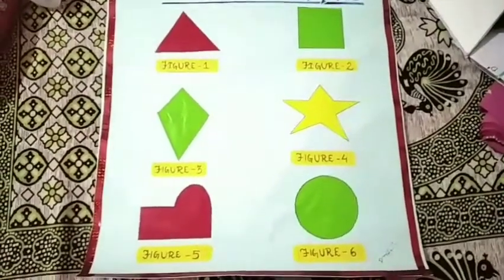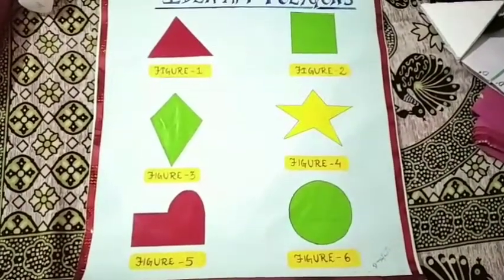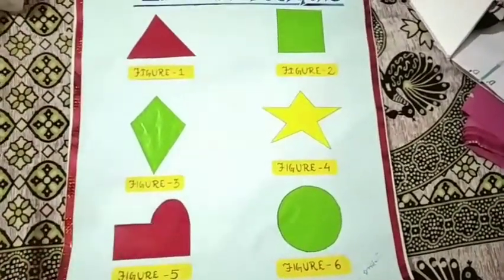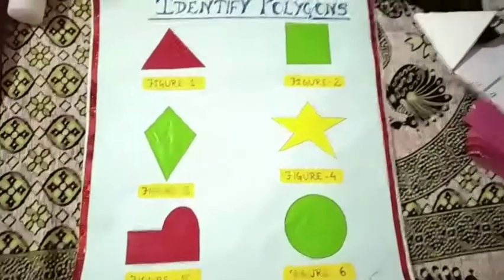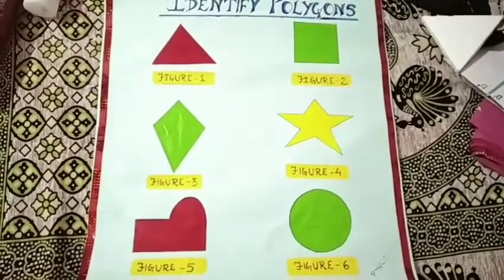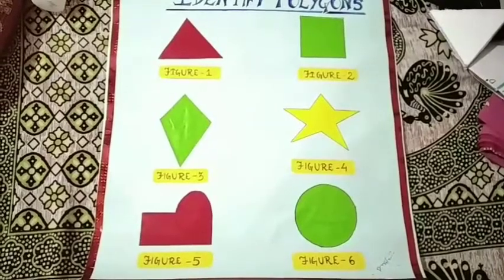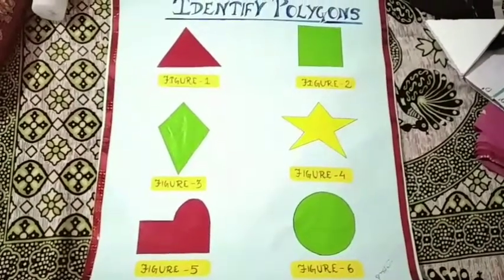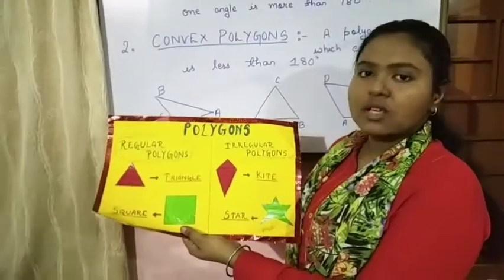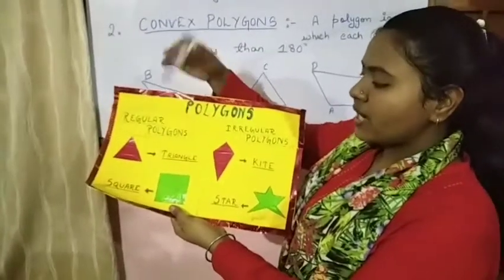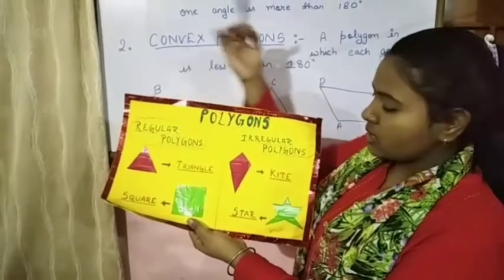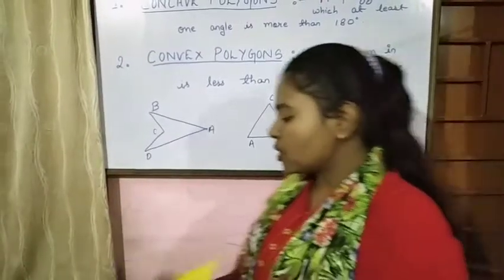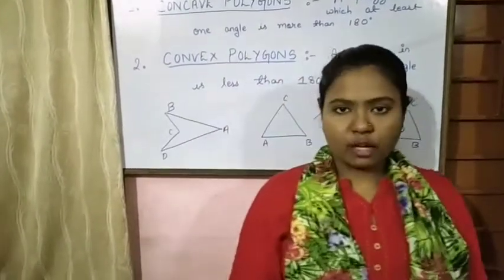Students, figure 5 is a polygon or not? It is not a polygon. Why? Because it contains a curved part. You can see this part, it contains a curved part. Therefore, it is not a polygon. Figure 6 is also not a polygon. Students, it is a circle, and a circle is not made up of line segments. Therefore, it is not a polygon. So students, we saw that triangle and square are the regular polygons, whereas kite and star are irregular polygons. Now students, you came to know about regular and irregular polygons.